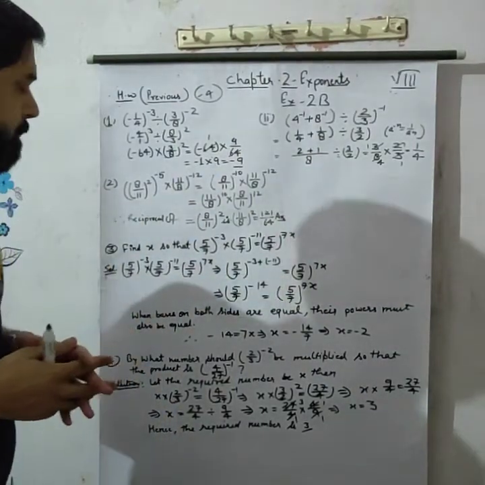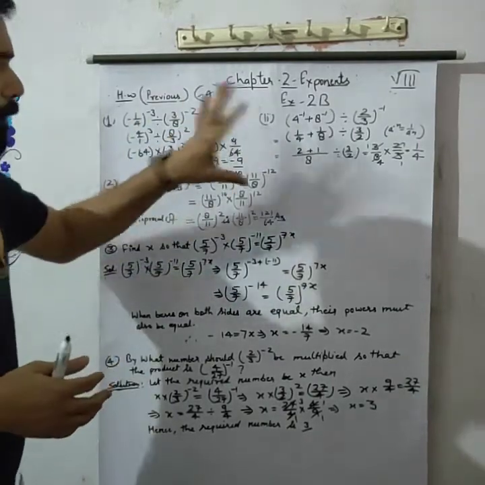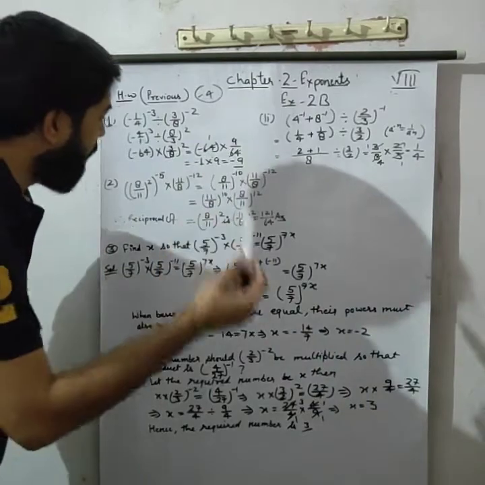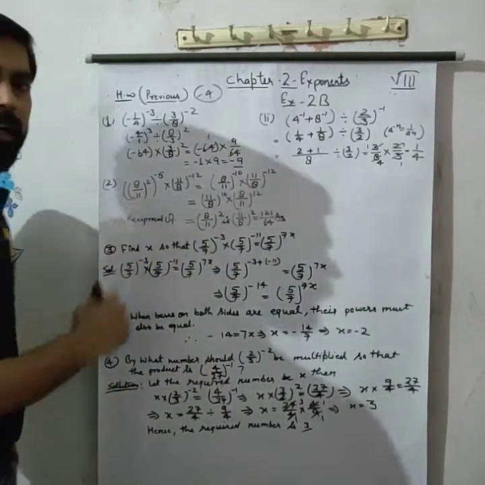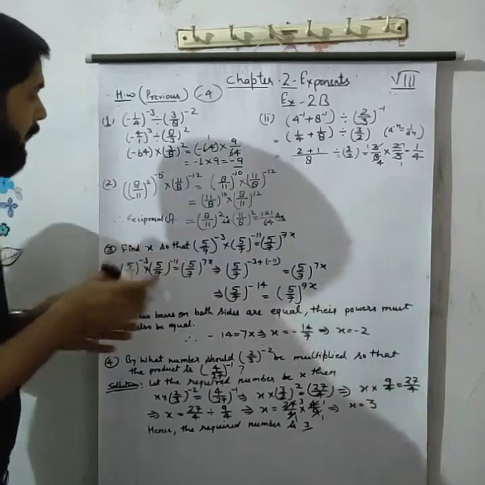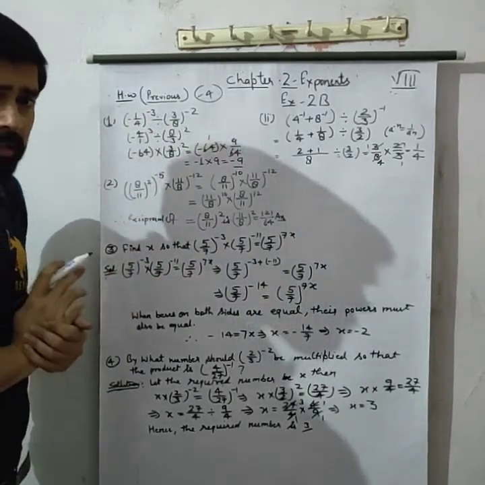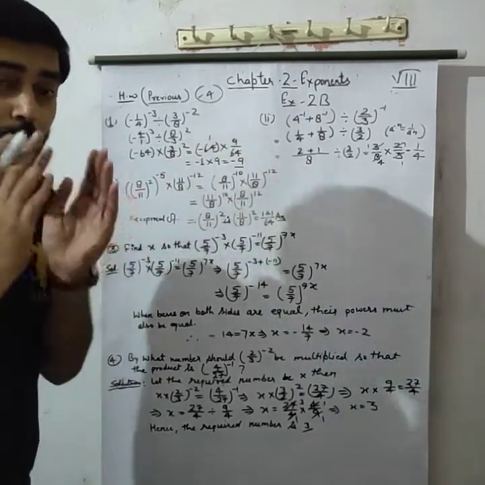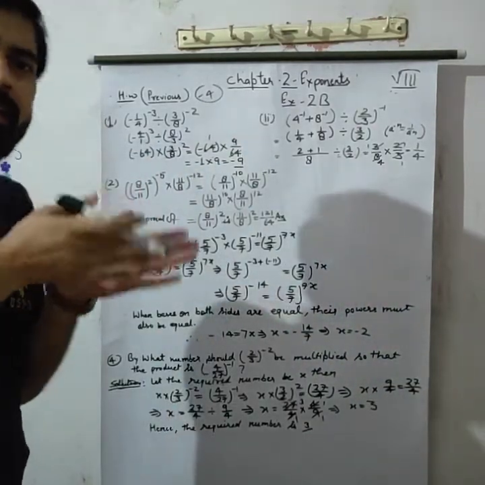In this question, so this was all about the homework. Now the second question. What is given in the second question? The second question is: find the reciprocal of the given expression. Look, this is not an easy question, but if you know the rule, then you can make it easy.